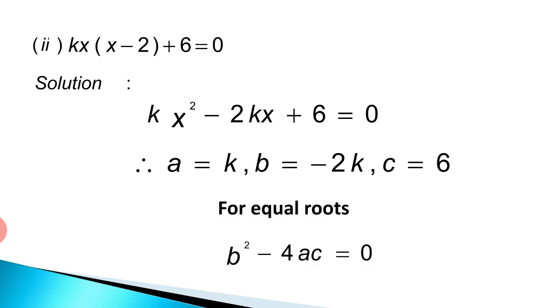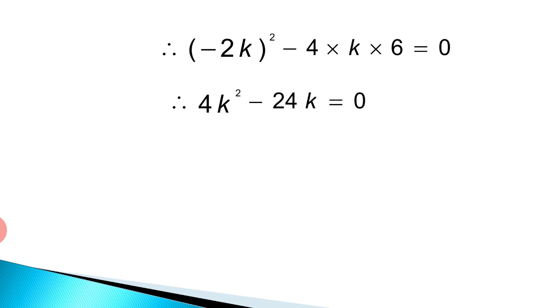Now for equal roots, again the condition is b square minus 4ac is equal to 0. Substituting the values, minus 2k whole square, that is minus 2k is the value of b, minus 4 into k into 6 is equal to 0. So you get the equation as 4k square minus 24k is equal to 0. Now we have to factorize, because this is again another quadratic equation which will give you the value of k.